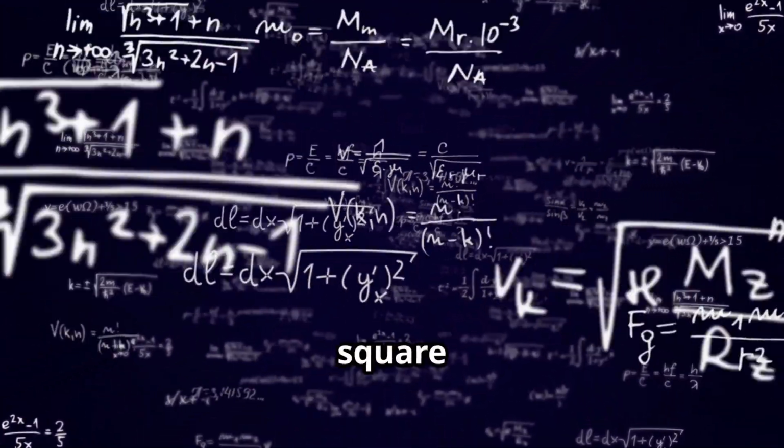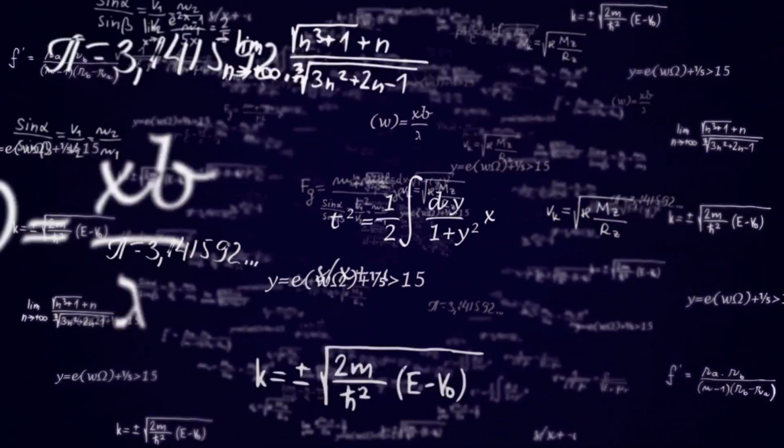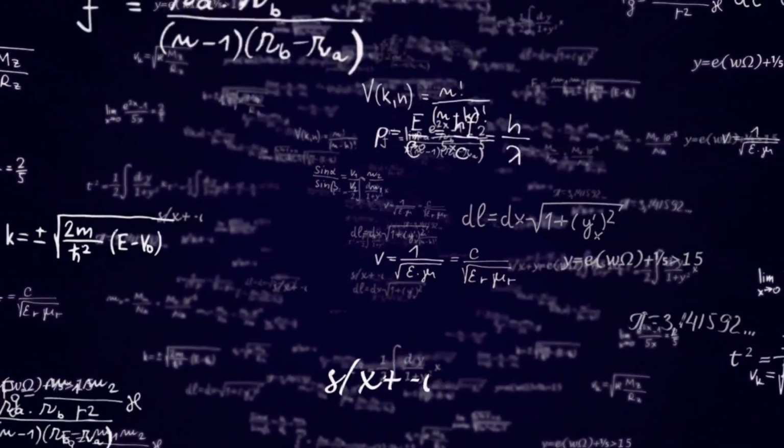Let's test 29. The square root of 29 is about 5.3. We check only numbers 2, 3, and 5. None divide evenly, so 29 is prime.